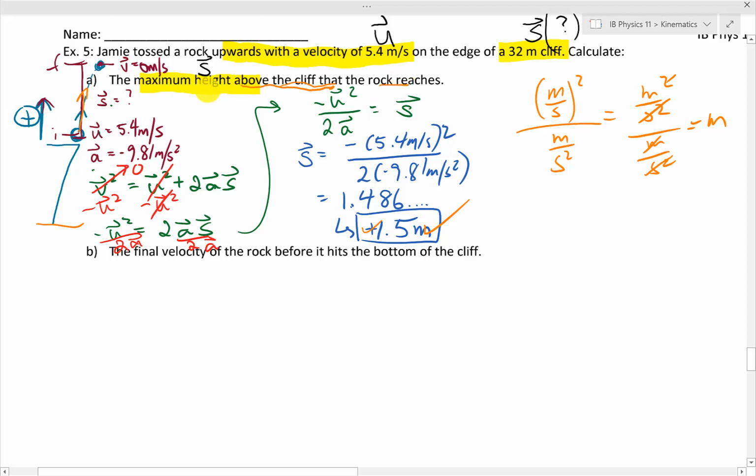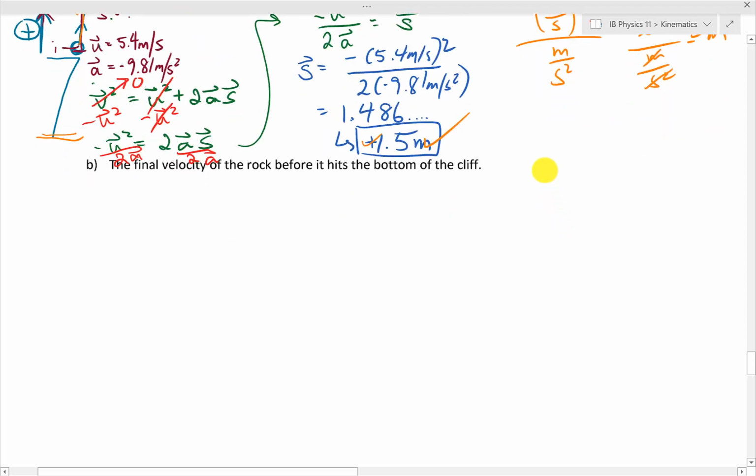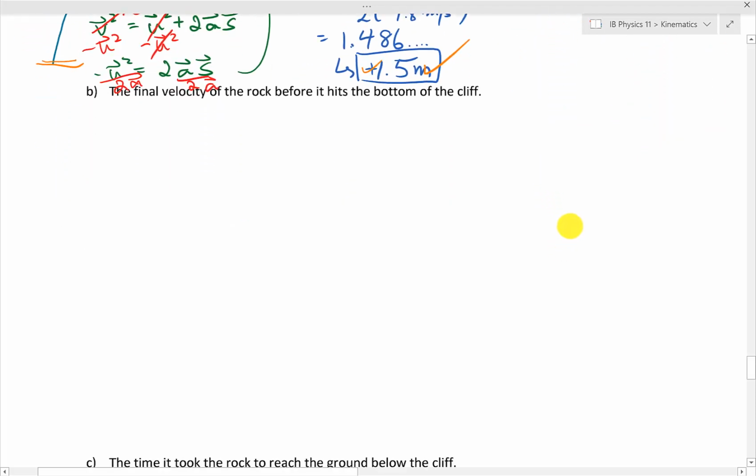I could have easily asked for the maximum height above the ground on the bottom, and you would have to add the height of the cliff. So be careful of the question. Question B now. Final velocity of the rock before it hits the bottom of the cliff.